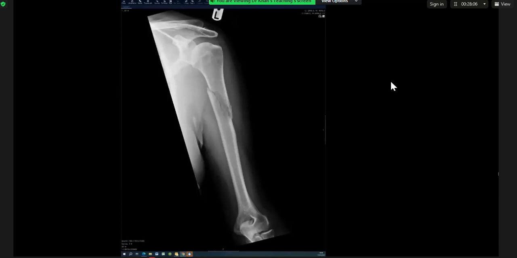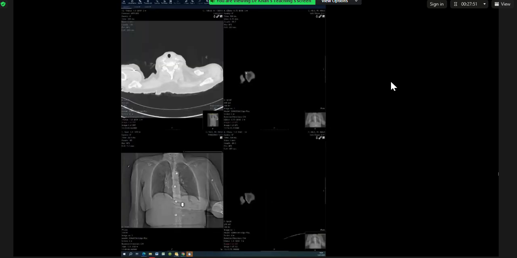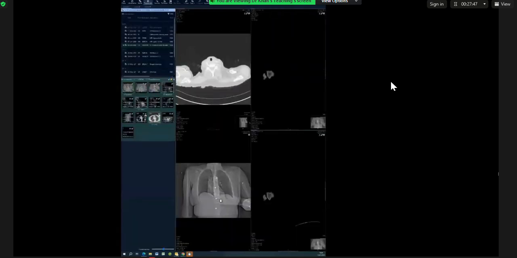So if this was a metastasis, what do you need to request before you go down the biopsy route? I would do a CT thorax, abdomen, pelvis to scan for the primary, to evaluate for the primary. Okay.